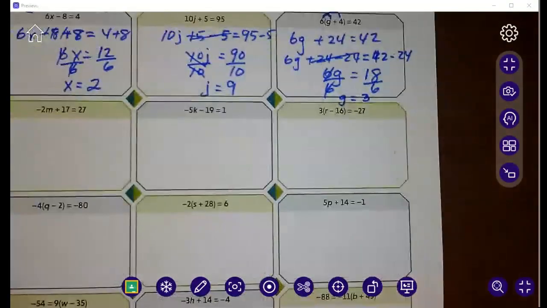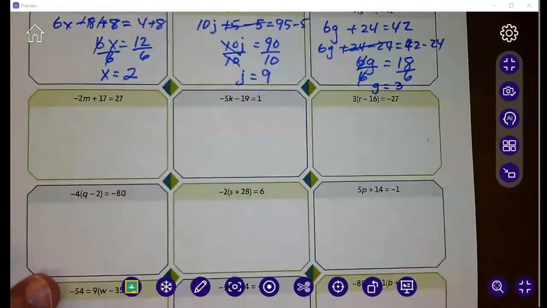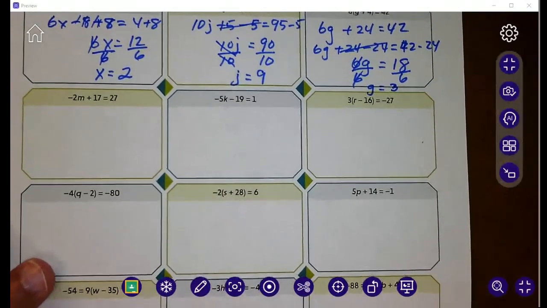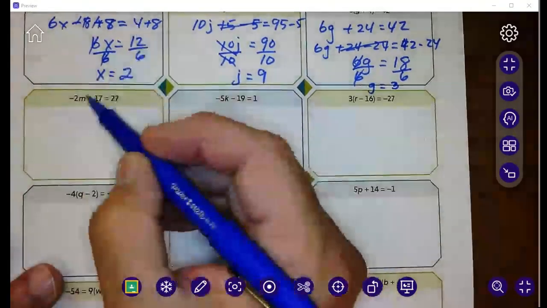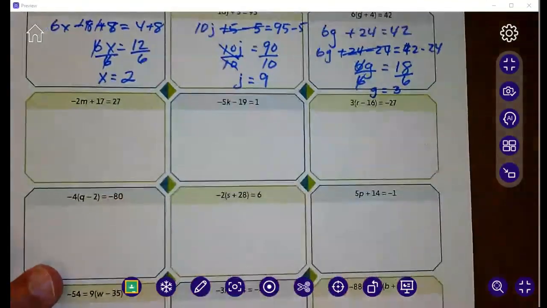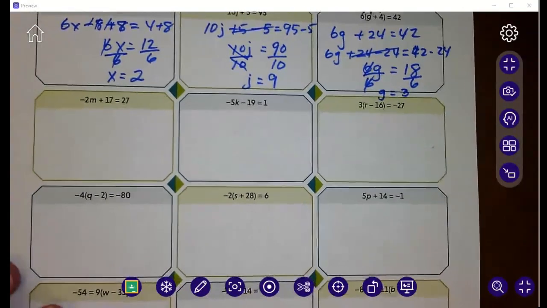Okay, I'm going to do one more because this one has something a little bit different, but the process is not any different. So here we have negative 2m plus 17 equals 27. We look at the variable m. We're multiplying by negative 2, and we're adding 17. We undo addition or subtraction first. So what are we going to do to both sides?